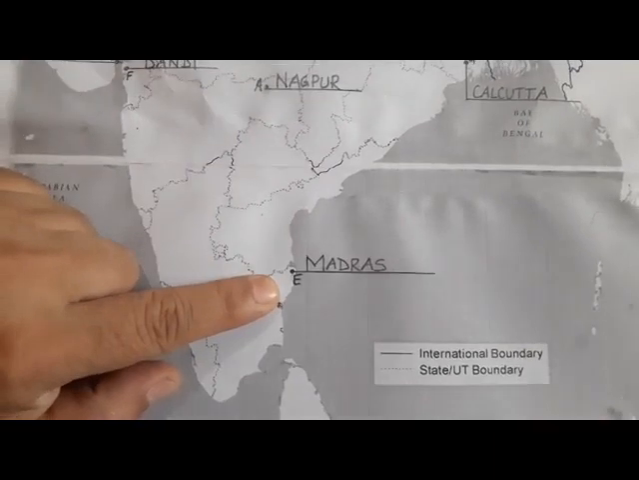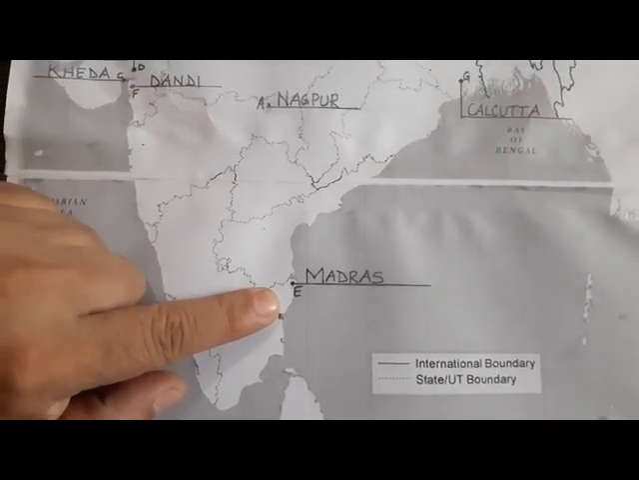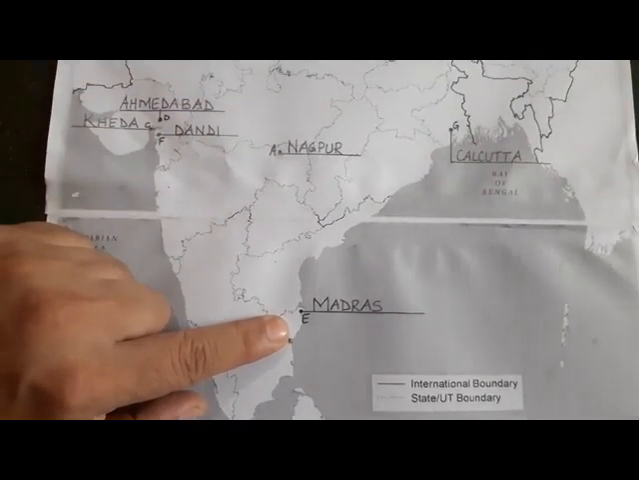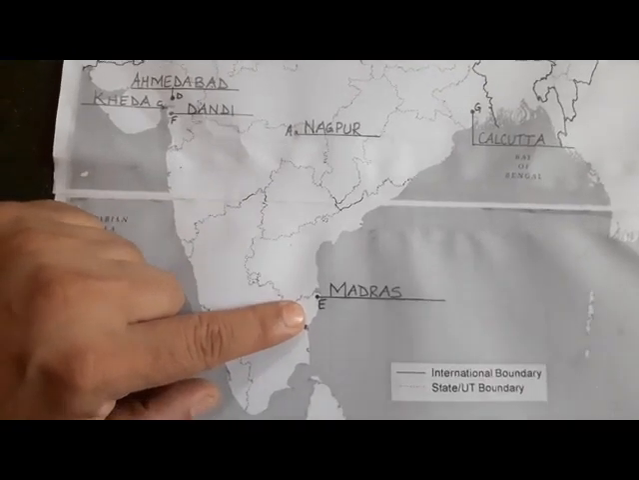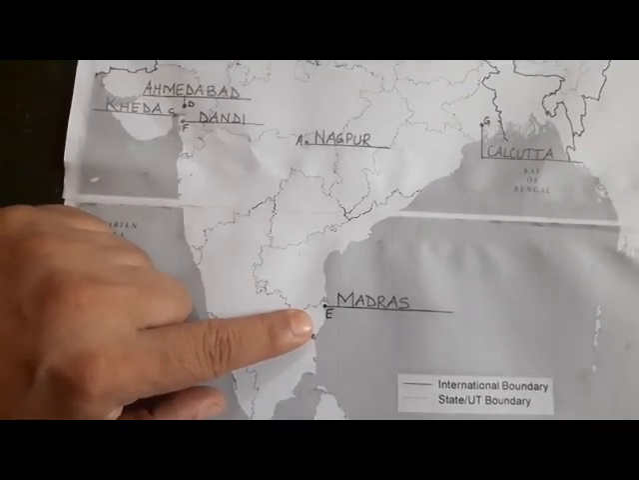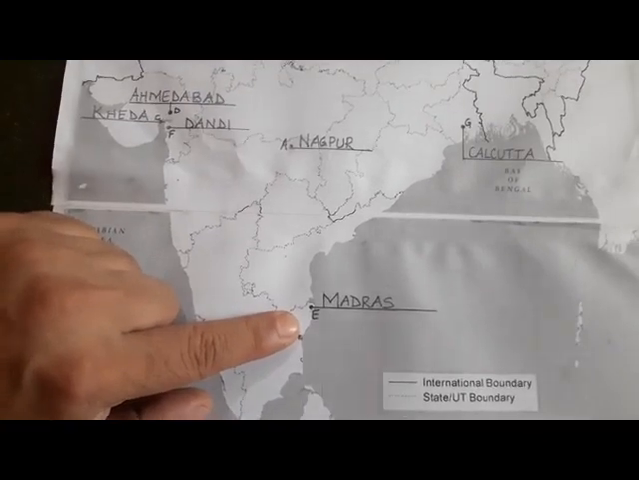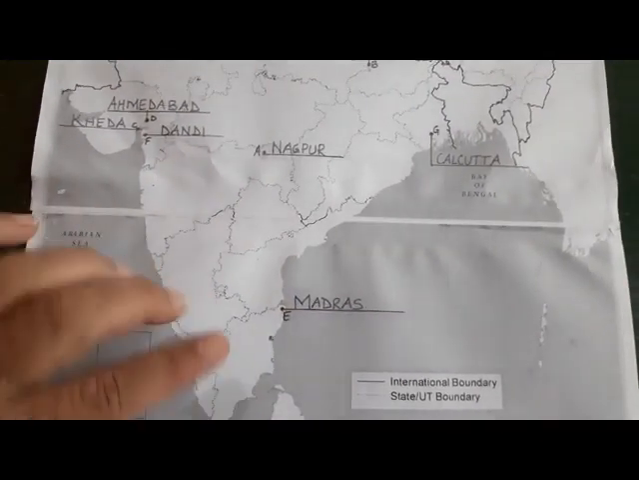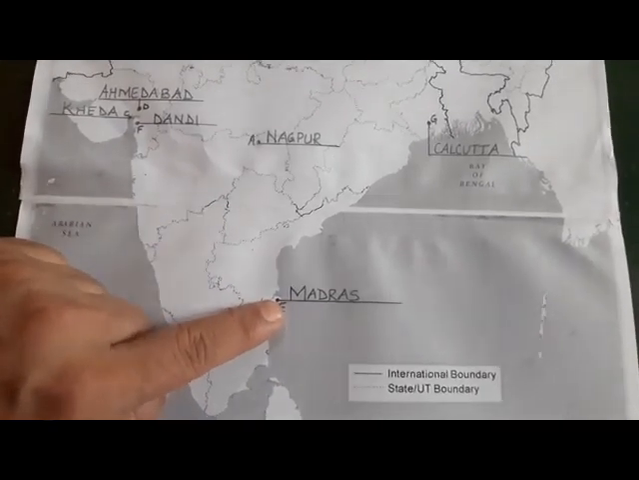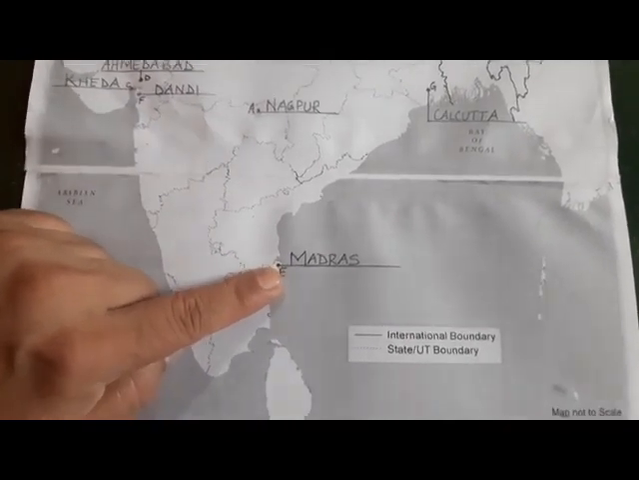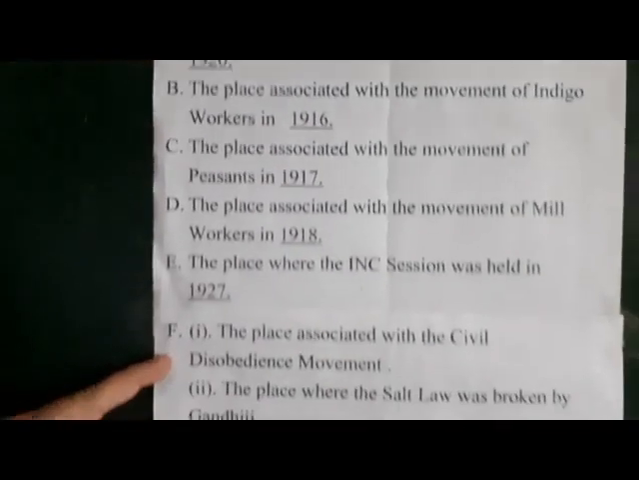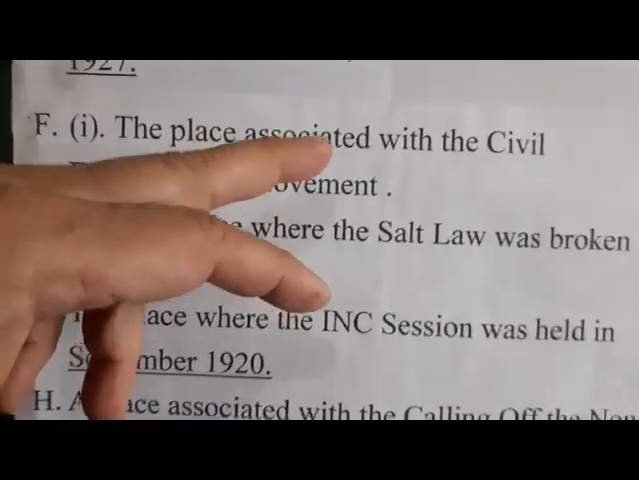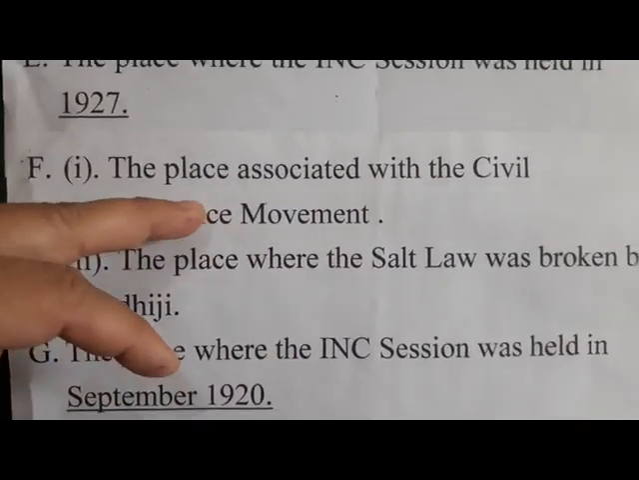Here it is Madras or Chennai. Now we have to write the old name. Don't write Chennai. You have to write Madras. So be careful of that. In brackets you can write Chennai. That's the new name, but we are going to the old name. So we have to write Madras. Go on to F. The place associated with the civil disobedience movement.